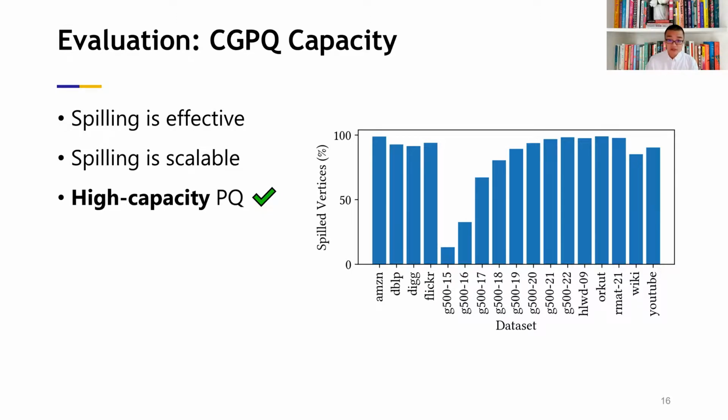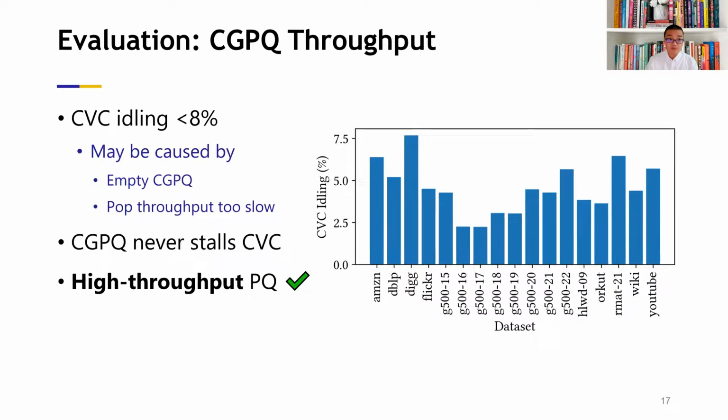The scaling trend from G515 with 32,000 vertices to G520 with 1 million vertices demonstrates the scalability of the spilling mechanism. Therefore, we think we have achieved the high capacity design objective for the priority queue. This slide shows that we have also achieved the high throughput design objective. The figure shows that the CVC is idle for a very small percentage of time.